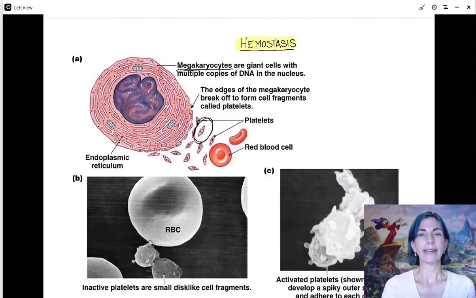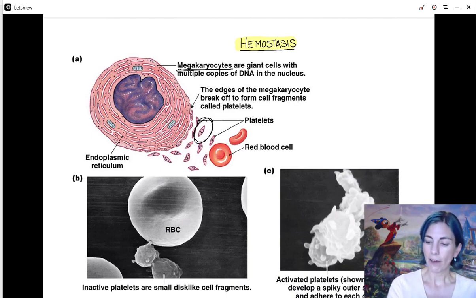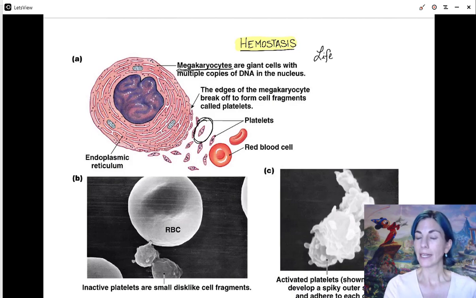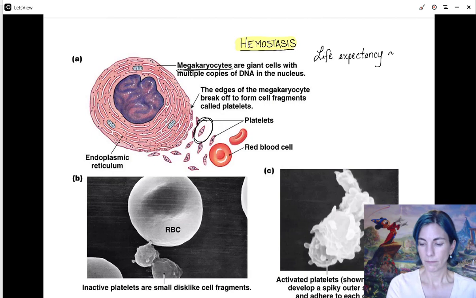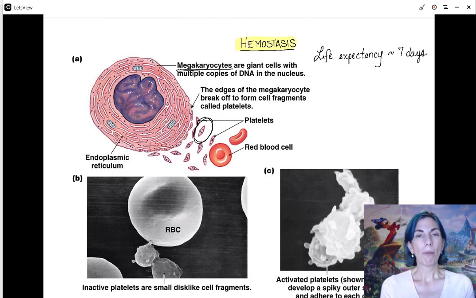Now platelets are not even true cells, they're just fragments of cells. As such, they have one of the lowest life expectancies. Whereas red blood cells have a life expectancy of 4 months, platelets have a life expectancy of like 7 days. Platelets are involved in clotting.